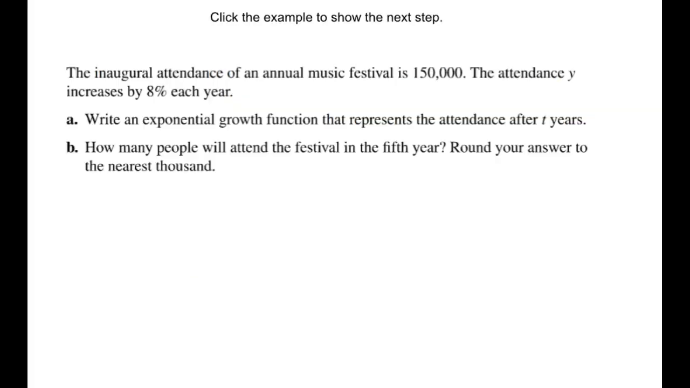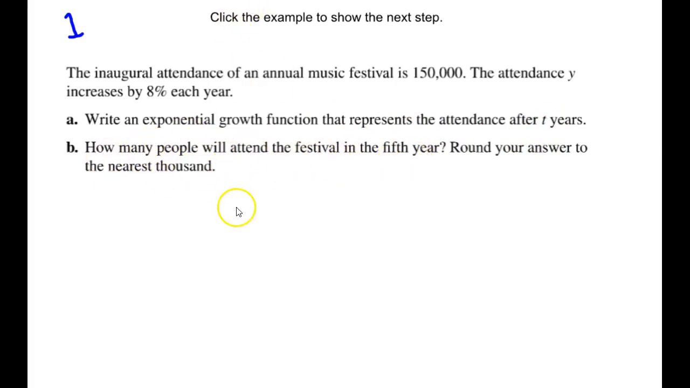So now let's look at an example. Here's example number 1. The inaugural attendance of an annual music festival is 150,000 people. The attendance y, so attendance is y, increases by 8% each year. So we have to write an exponential growth function that represents the attendance after t years. And then we're supposed to figure out how many people will attend the festival in the 5th year.